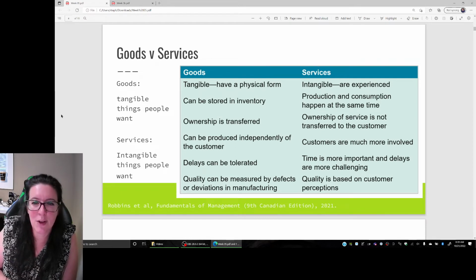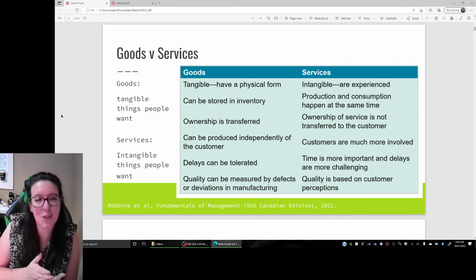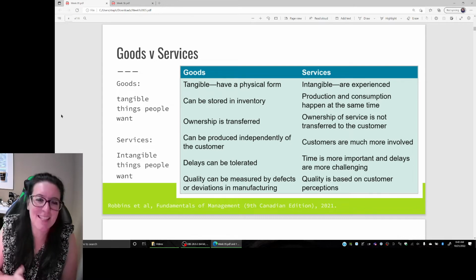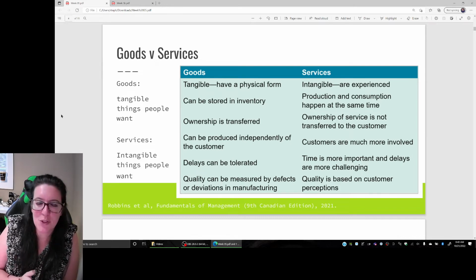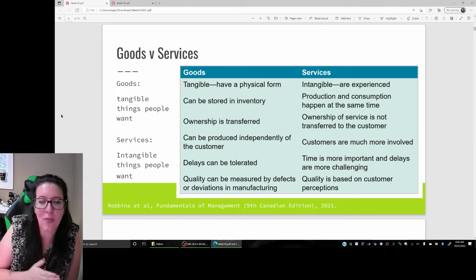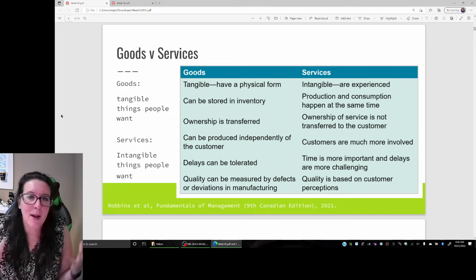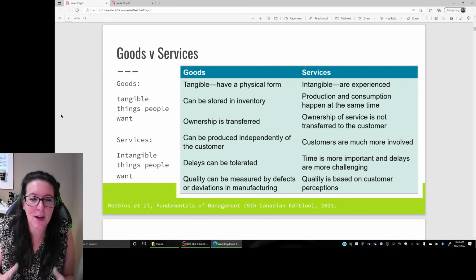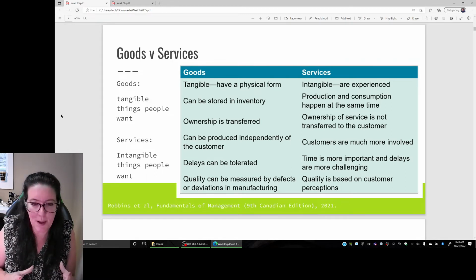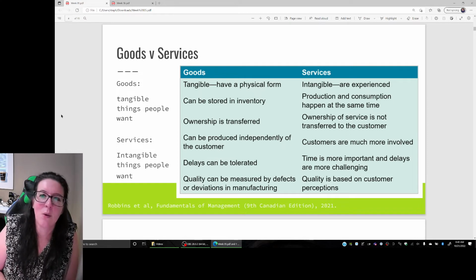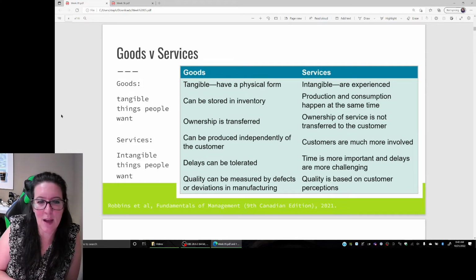When we look at goods, it's easier to measure defects and deviations. Quality assurance is easier because you have standardized inputs and standardized outputs. When it comes to services, quality can be amended on the go, but it's much harder to measure. When it comes to goods, inventory can be stored. We can produce a bunch and then sell it, whereas services happen in real time, working with the customer. So there are differences in goods and services.